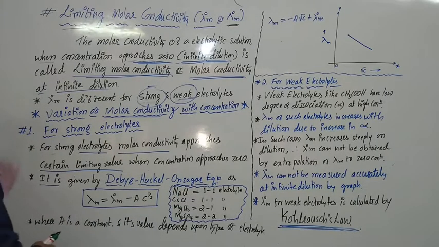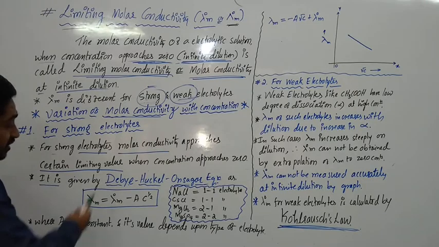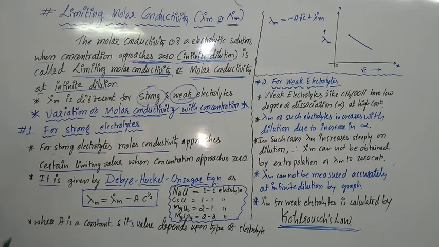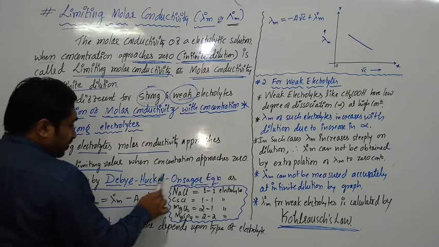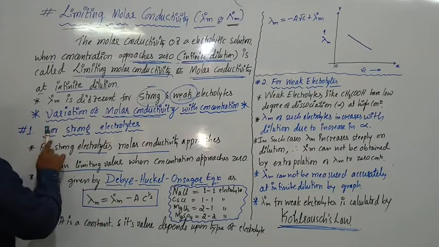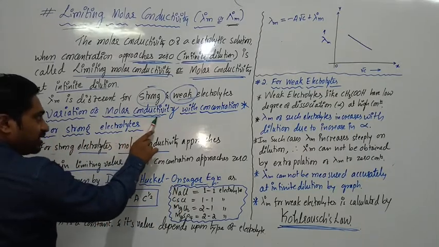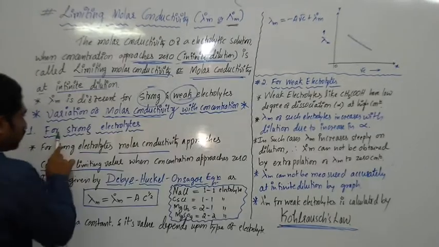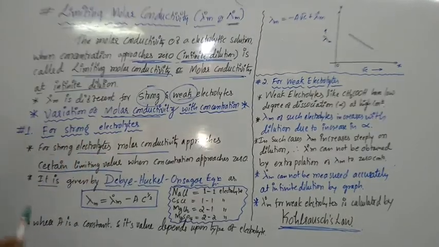Debye-Huckel-Onsager equation. For which purpose do we use this Debye-Huckel-Onsager equation? The Debye-Huckel equation gives the variation of molar conductivity with concentration for strong electrolytes.